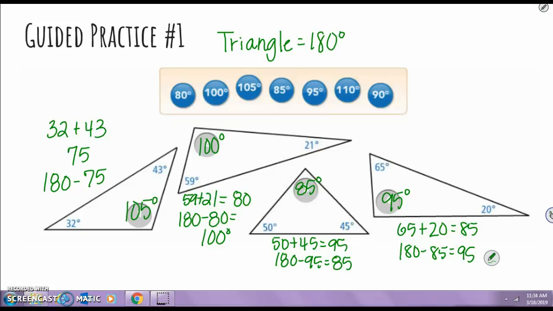For angle number 4, 65 plus 20 equals 85. 180 minus 85 is 95 degrees. Remember, the sum of the interior angles of a triangle equals 180 degrees. So to find the missing angle measure, you add the numbers together and subtract from 180.